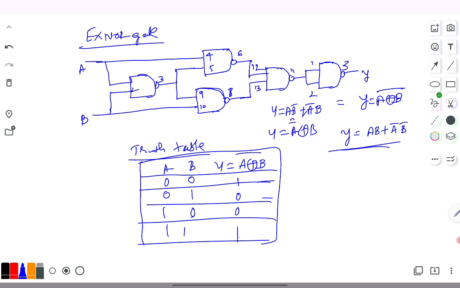I have explained all the gates. I have designed all the gates using NAND gate. In the next video, let's learn about designing all gates using NOR gates.